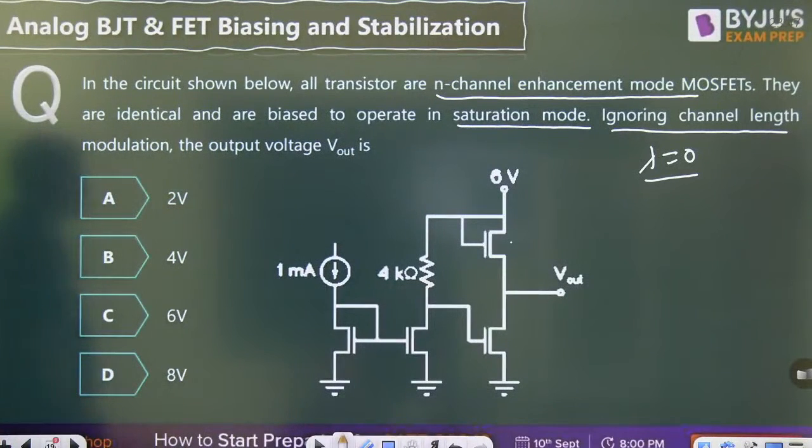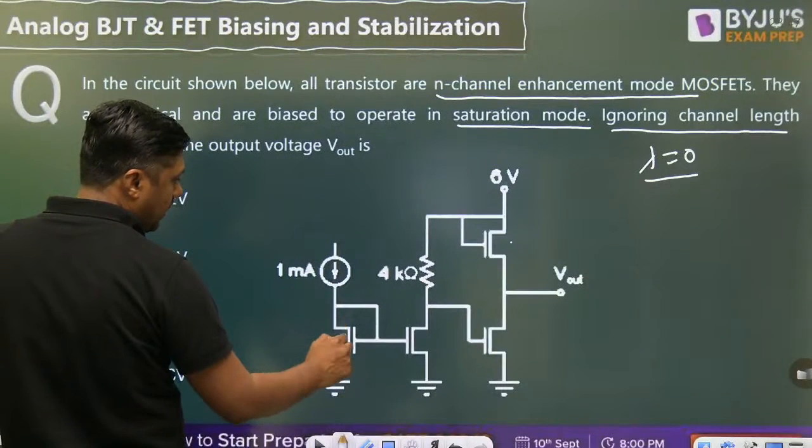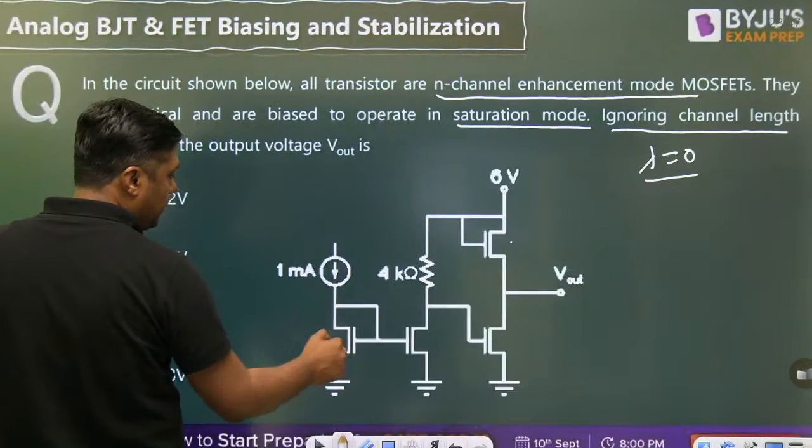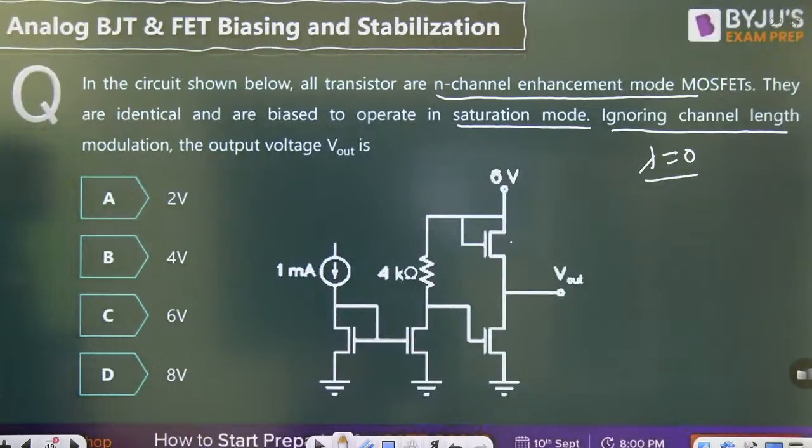Bootstrapping. Which one is the bootstrapping? This is not a bootstrapping. This is a simple current mirror, right? This is an identical pair that is called a current mirror circuit. And in a current mirror circuit, output current is forced to equal the input current. Mirroring it.